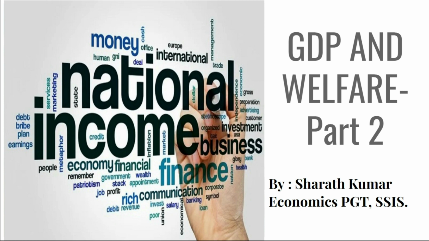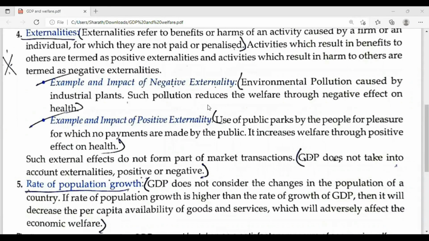So in this video, I'm continuing the limitations of GDP. In the last video, we discussed some of the loopholes we could see in GDP, why we can't consider it as a right index of economic welfare. We are continuing the rest of the limitations over here. So let's proceed further. I hope that you are able to see the screen sharing over here.